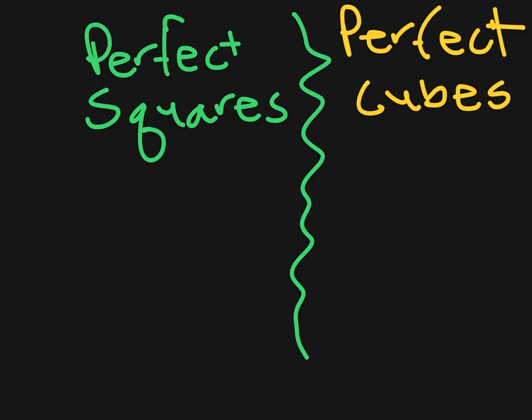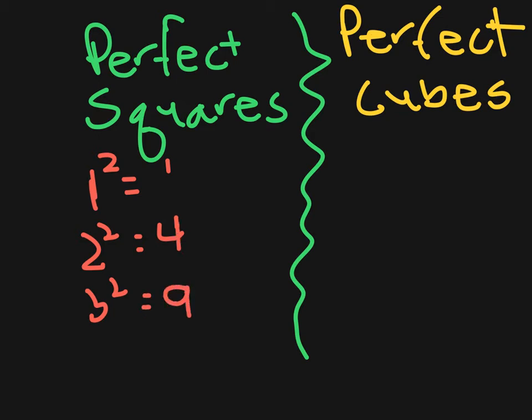Okay, so first what I would want you to know is what a perfect square is and what a perfect cube is. So when we square a number, for example, if I took 1 and I squared it, I would get 1. 2 squared, 4. 3 squared, 9. Sorry, this marker's not working too hot. 4 squared is 16. So the numbers on the right then are perfect squares.